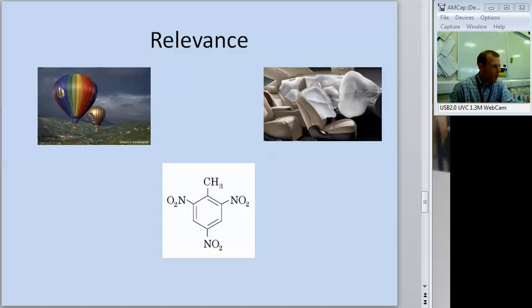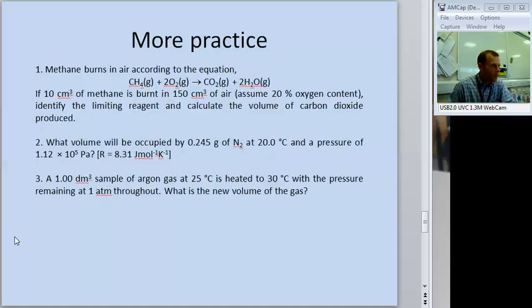Okay, let's have a look at some more practice. 3 questions here. Pause me, have a go at them, and then you can look through my answers, which I'm going to do now. So this is an Avogadro's law question. You can see everything's in the gas phase, so we can just use our volume relationships. Now it says 10 centimeters cubed of methane is burned in this. Assume it's 20% oxygen, so 20% of that means there would be 30 centimeters cubed.